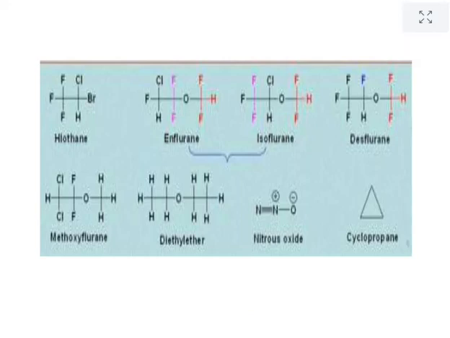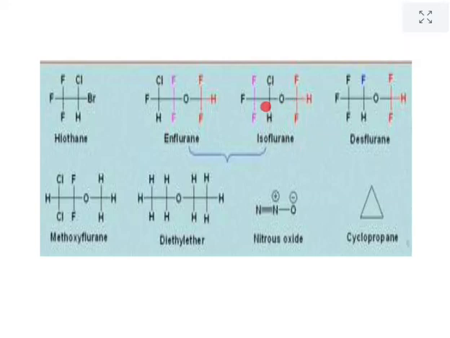So if you look at enflurane, as I was saying, it's an ether, that is oxygen, and you can see we do have a lot of the halogens. We are going to discuss why you require the halogens. Isoflurane, if you look at it, again it is an ether.